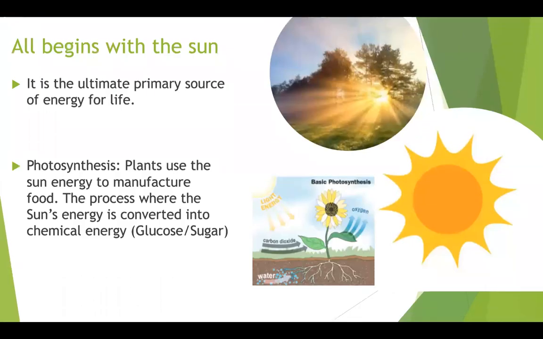So it all begins with the sun. It is the ultimate primary source of energy for life. Photosynthesis is the process where the sun's energy is converted into chemical energy, which is glucose and sugar. And so plants use the sun to manufacture their food.